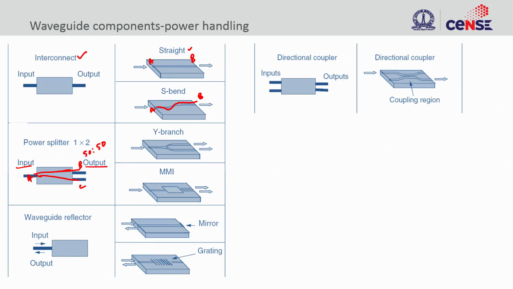All right. So, now we can propagate light from one place to the other. You can even bend the waveguides if you want, and then we know how to split the light and combine the light, and we can do it with any number of splitting and arbitrary splitting ratios as well through Y branch and MMI. The next question now is, can I reflect the light, right?